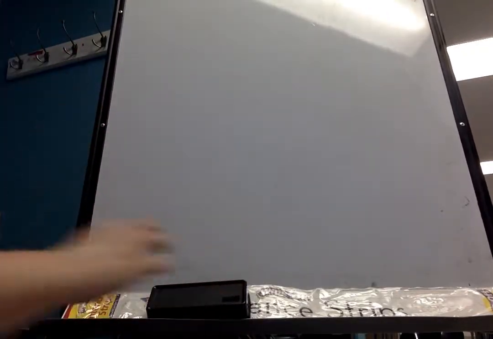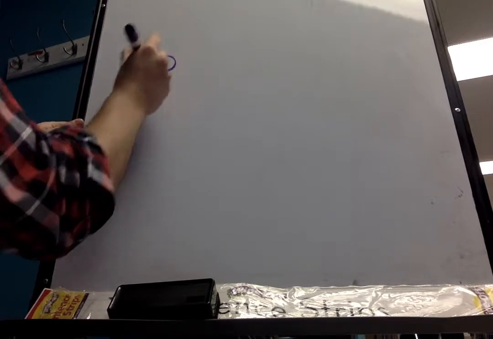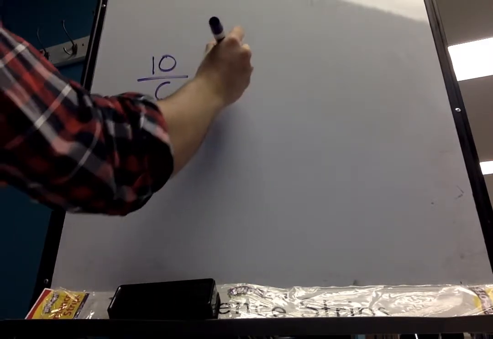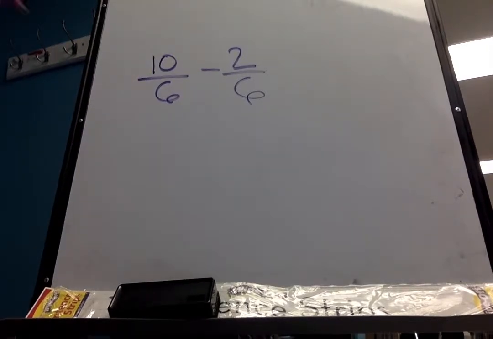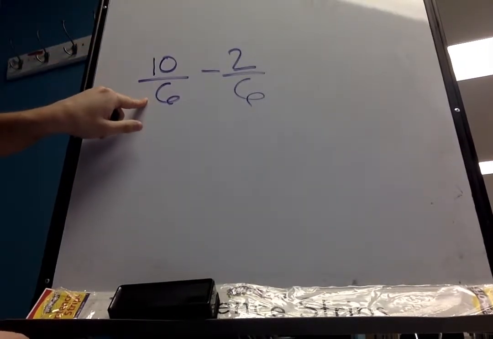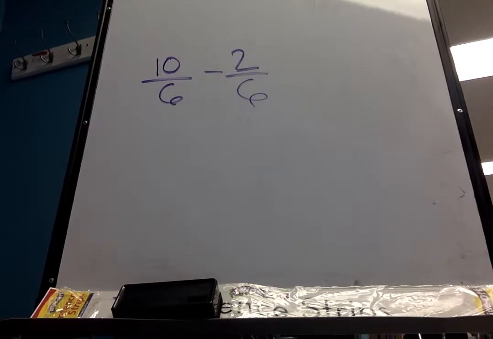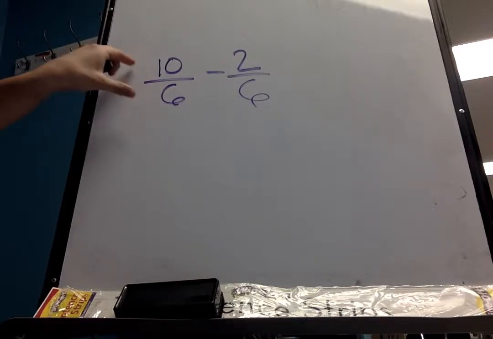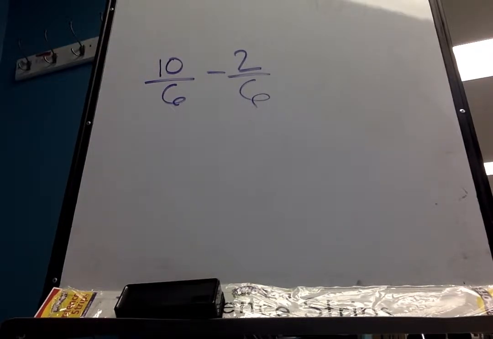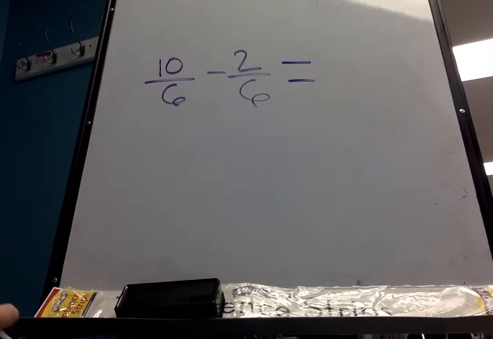And for this, we're going to use the number bond. We're going to do 10 sixths minus 2 sixths. So here we see that our numerator is larger than our denominator, meaning we have an improper fraction. And we have two choices. We could turn this into a proper fraction, into a mixed number, or we can subtract first and then turn it into a mixed number.